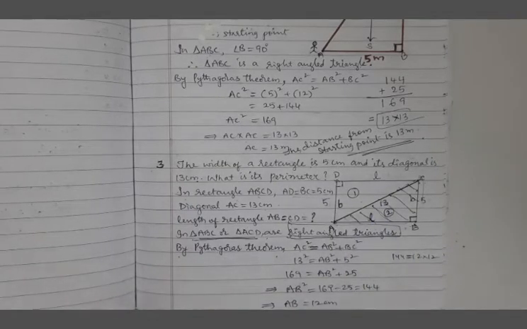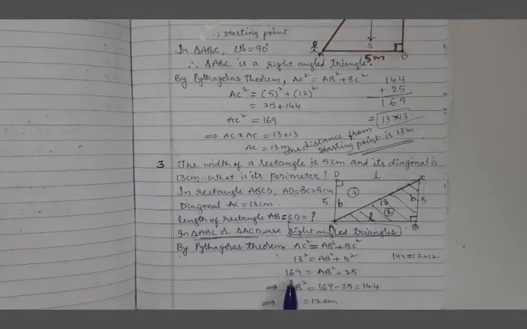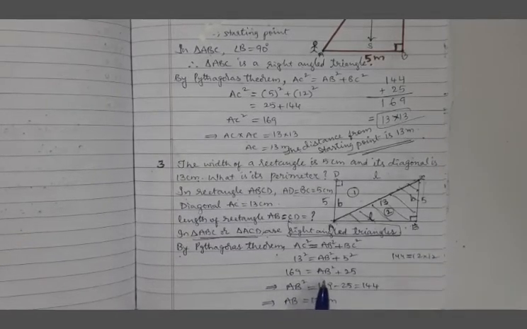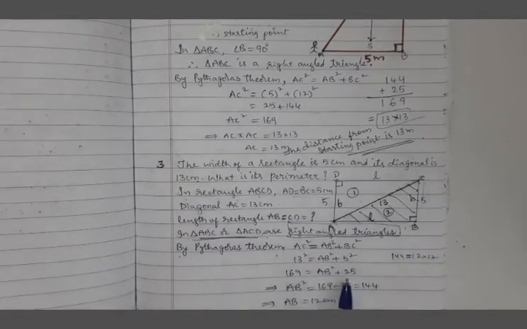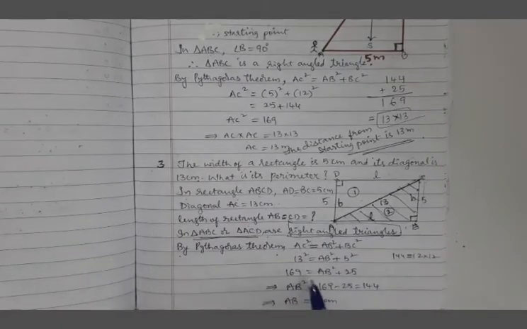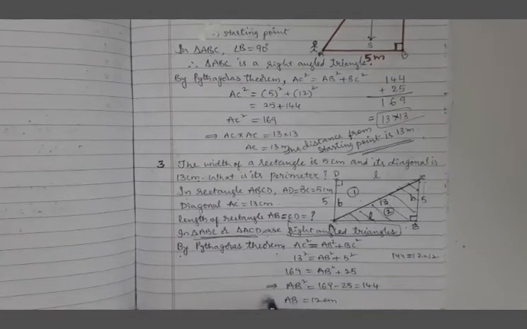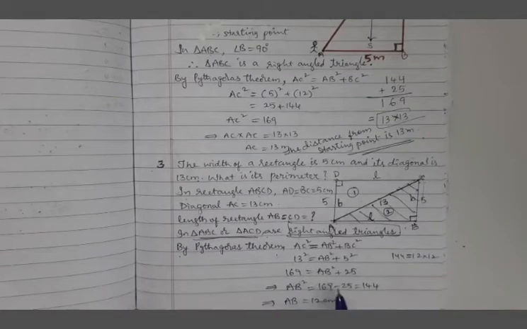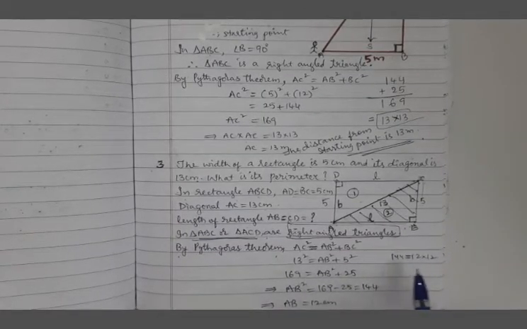Okay. Now, 13 square is 169. Then AB square as it is. 5 square is 25. So, sending 25 here and writing AB square on the left side. AB square is equal to 169 minus 25, 144. 144 is written as 12 into 12. So, AB is equal to 12.